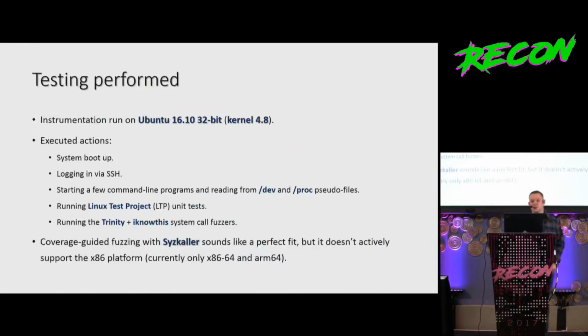When it comes to the testing that I performed, I ran this all on Ubuntu 16.10, 32-bit, and I did some simple things like booting the system up, logging in via SSH, starting a few command line programs, reading from some sysfs files, running the unit tests called Linux Test Project, and then running a system call fuzzer called Trinity. I could also possibly use the syzkaller fuzzer, because it sounds like a perfect fit, but unfortunately right now I only support 32-bit mode and it only works on 64-bit mode, so it's not compatible at the moment.